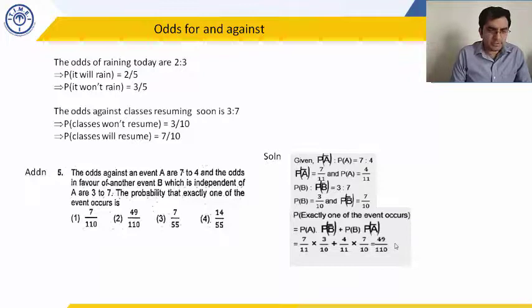So this was the concept on odds for and against. We have discussed a variety of items in this particular topic. And today's class has been, the new things have been Venn diagrams and odds for and against. The others have been more different kinds of probability questions.